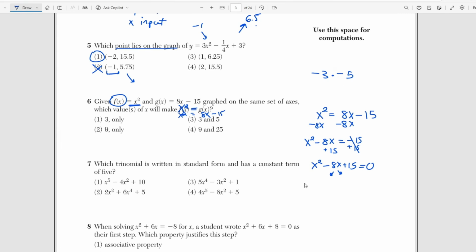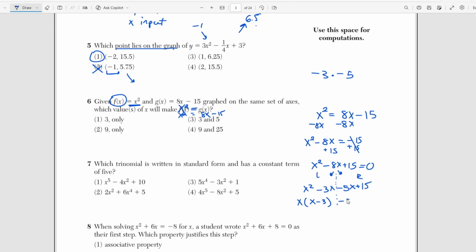Negative 3 plus negative 5 is equal to negative 8. So I'm going to split this negative 8x into negative 3x and negative 5x. And now I can split my equation into a left and a right side. So I'm going to factor the left and the right. From here, I can only take out x, so I'm left with x minus 3.